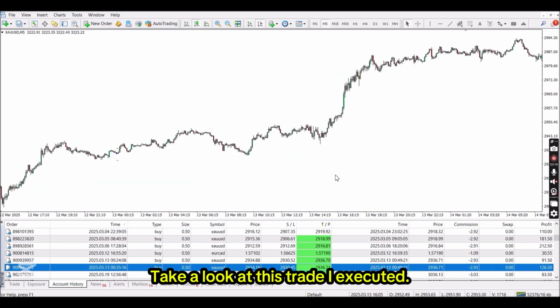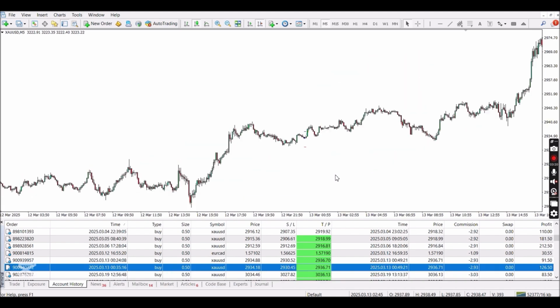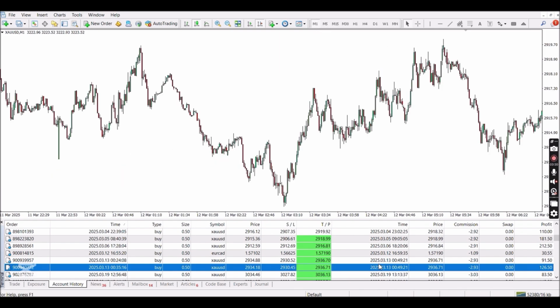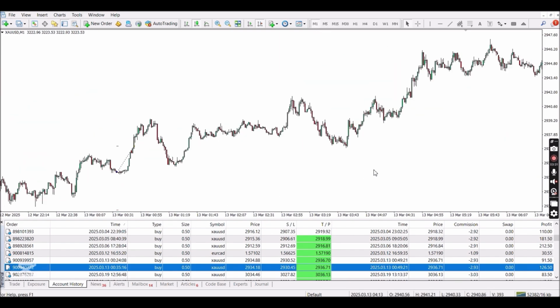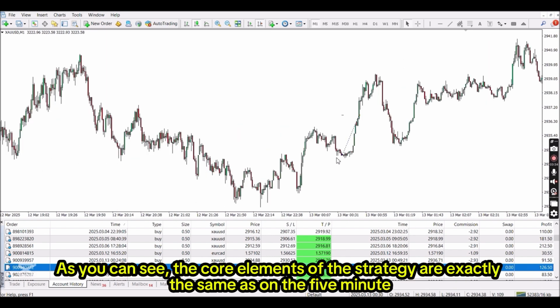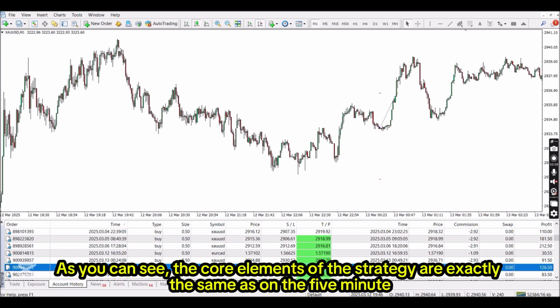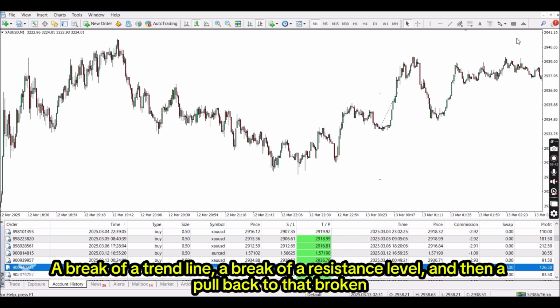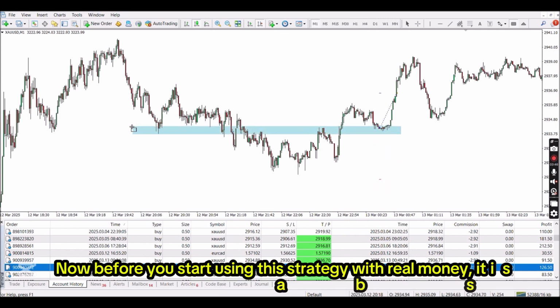Take a look at this trade I executed. As you can see, the core elements of the strategy are exactly the same as on the 5-minute chart. A break of a trend line, a break of a resistance level, and then a pullback to that broken level for an entry.